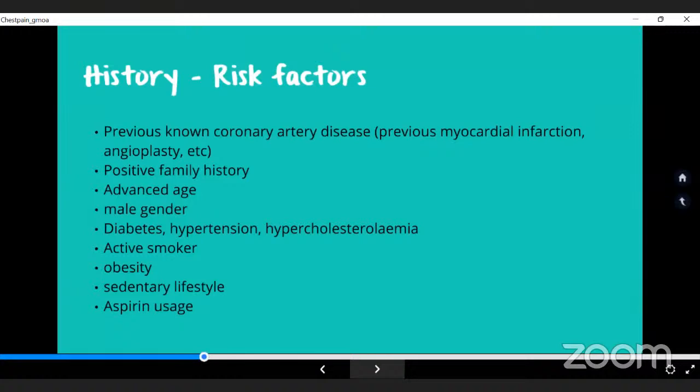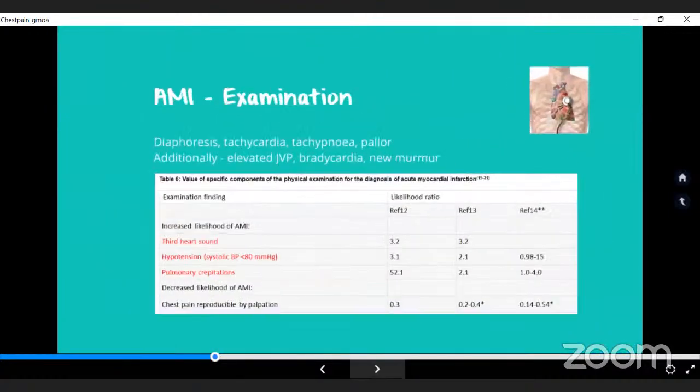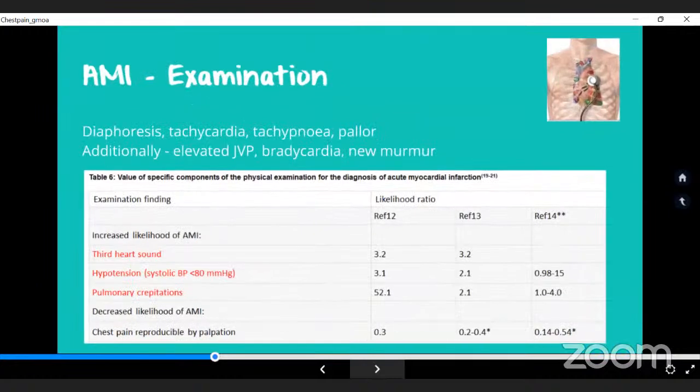Risk factors for MI: known coronary disease, family history, advanced age, male gender, diabetes, hypertension, high cholesterol, active smoking, obesity, sedentary lifestyle, and aspirin usage. These show that the patient is at high risk of acute coronary syndrome.